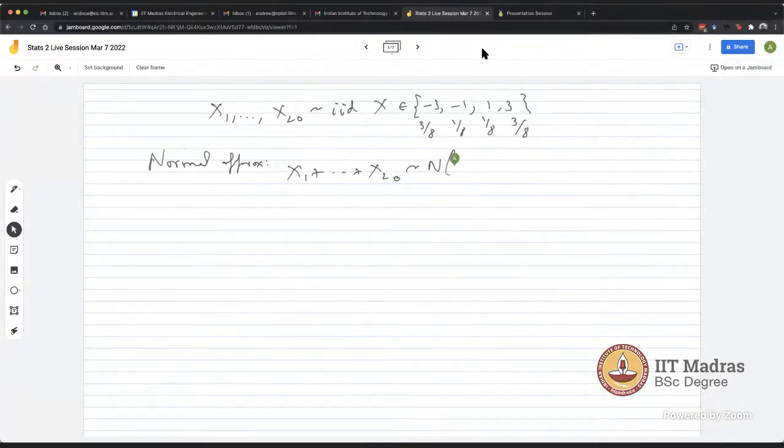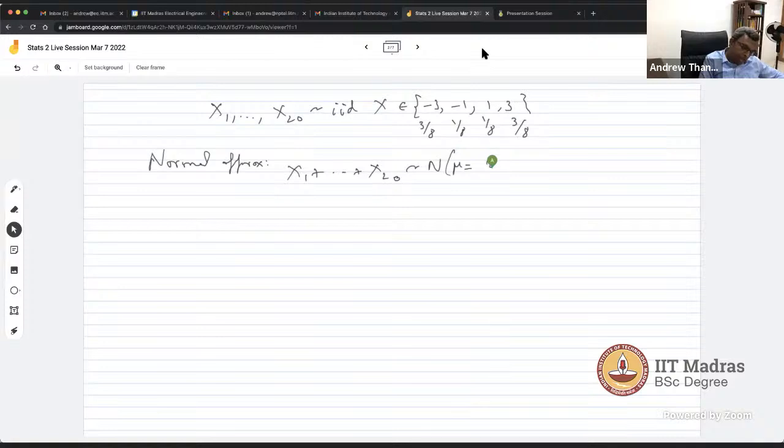So with mu equals what and sigma squared equals what? Let me hear some answers for this. When I make a normal approximation on x1 to x20, it's the sum. What is the mean? What is the variance? I just have to write the mean of x1 plus so on to x20, and the variance of x1 plus so on to x20, right? What is the mean of x1 to x20? 0. 20 times 0, so it's just 0, right? Is that okay?